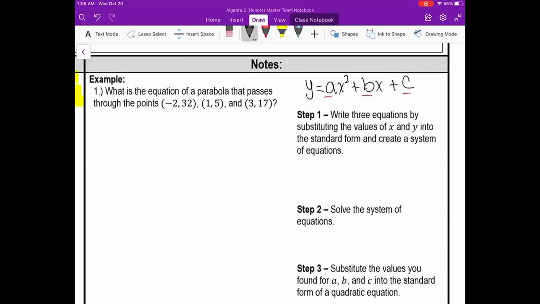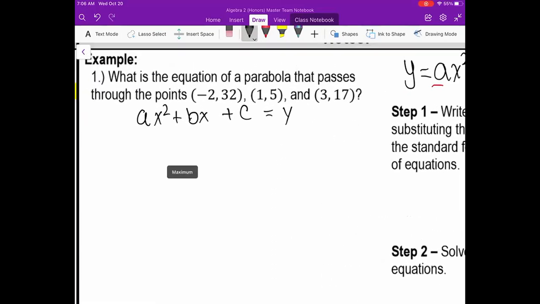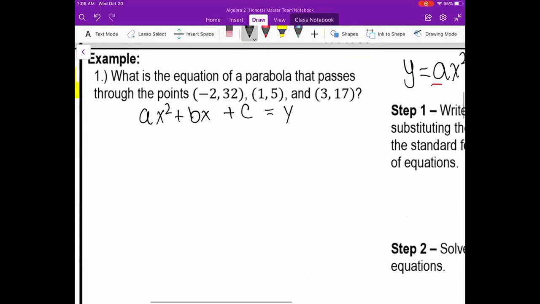In this case, we're given 3 random points: (-2, 32), (1, 5), and (3, 17). So let's go ahead and follow the steps. Step number 1 says, write 3 equations by substituting the values of x and y into the standard form and create a system of equations. So what I'm going to do is rewrite the standard form a little differently, with the y on the other side. So this is going to be ax squared plus bx plus c equals y. And I'm going to be creating 3 equations using that form.